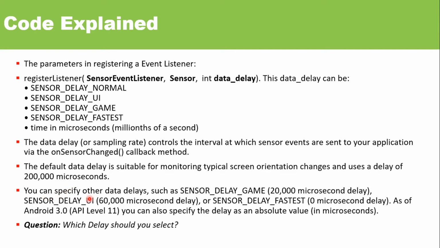Now we can specify other data delays such as sensor delay game, which is a 20,000 microsecond delay, sensor delay UI, which is a 60,000 microseconds delay, or sensor delay fastest, which is a 0 microsecond delay. As of Android 3, API level 11, you can also specify the delay as an absolute value in microseconds. So now the question begs, which delay should you select?